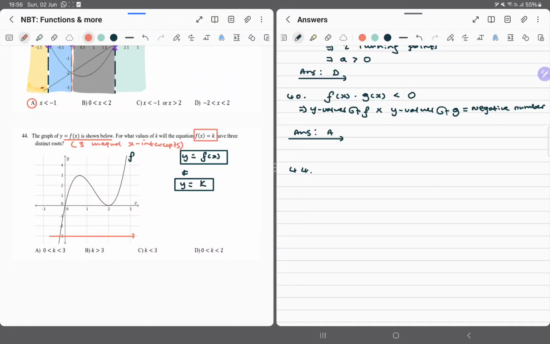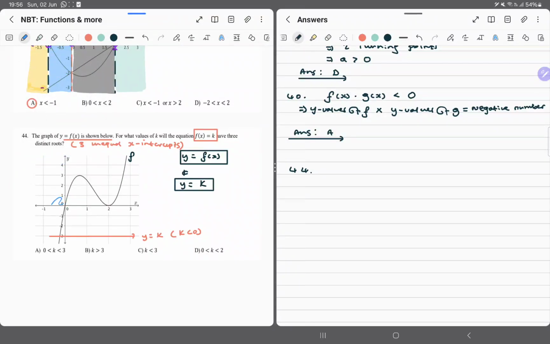Yes, we can. This is when k is less than 0. Right, maybe let me write here. This is the line y equals k, where k is less than 0, because this is where it cuts the y-axis. Is it going to work? Well, let's see.